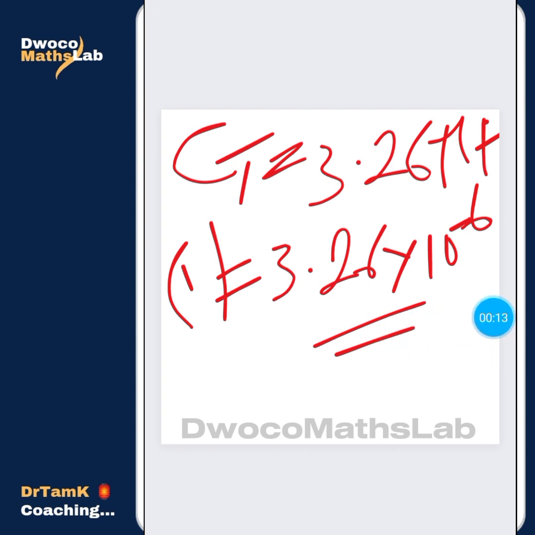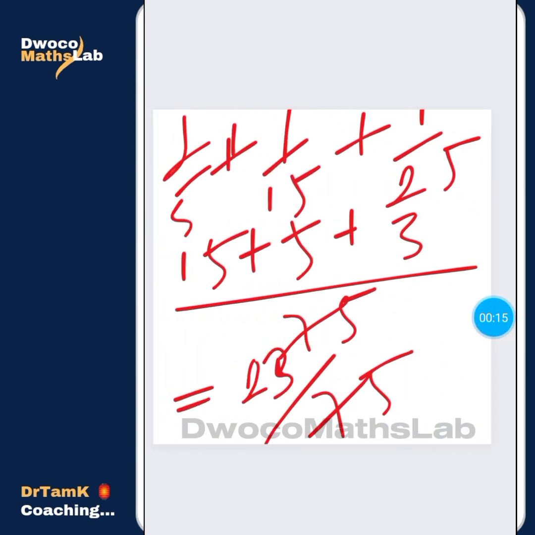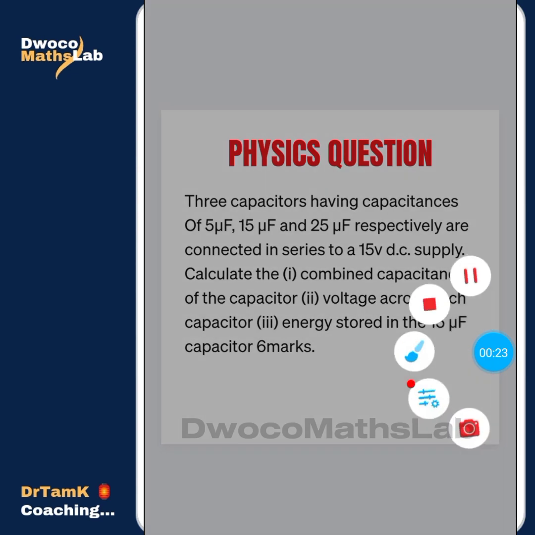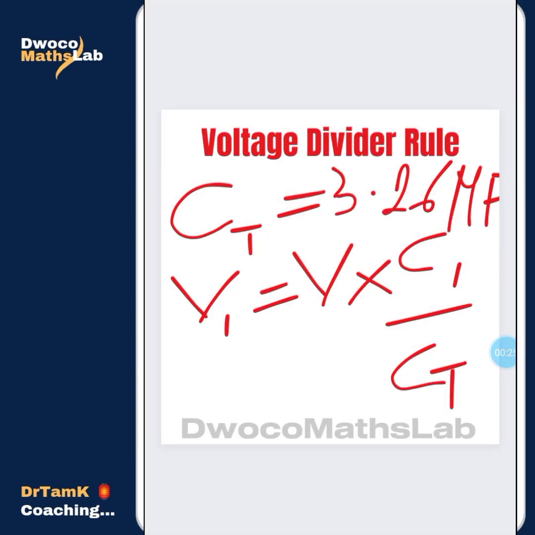So what we're going to solve now is the second part, which asks us to solve the voltage across each capacitor. Follow me as we do that. The total capacitance we got is 3.26 microfarad. Remember, microfarad is 10 to the power minus 6 farad. Converting that to farad, it is 3.26 times 10 to the power minus 6.